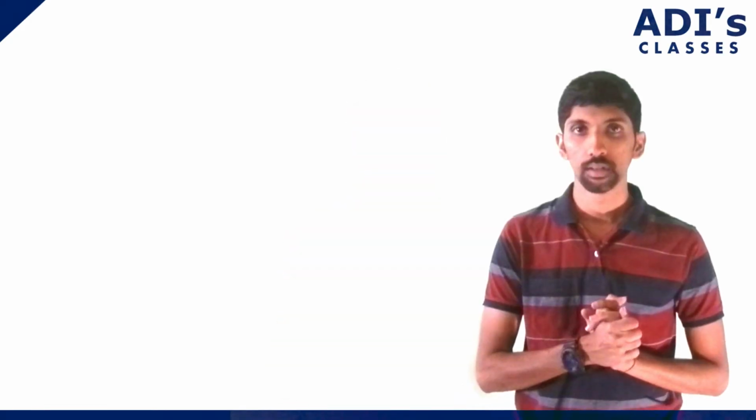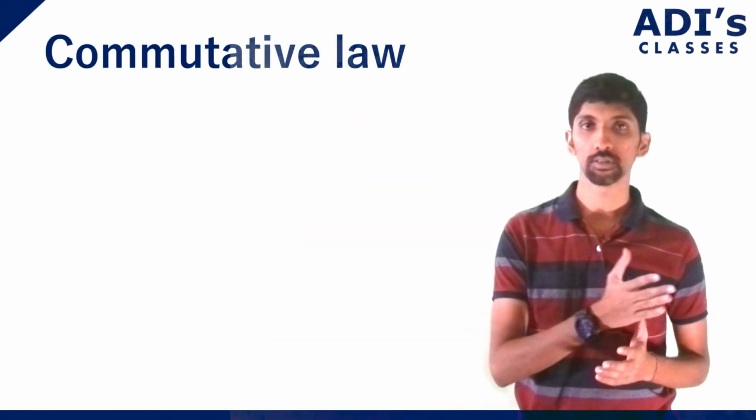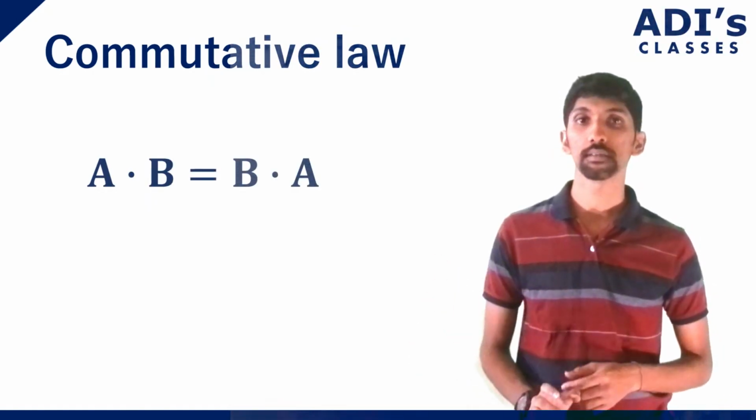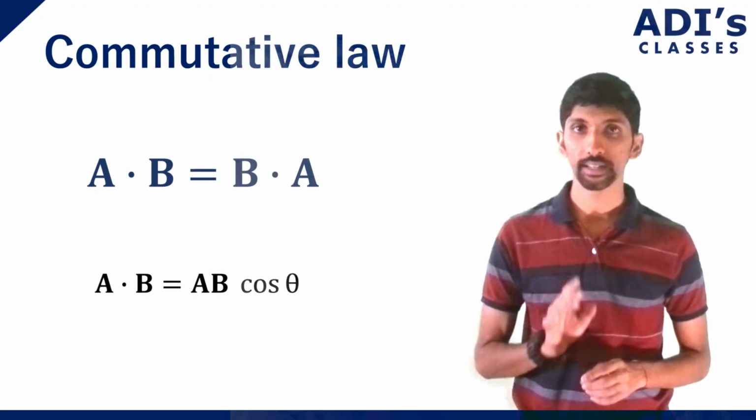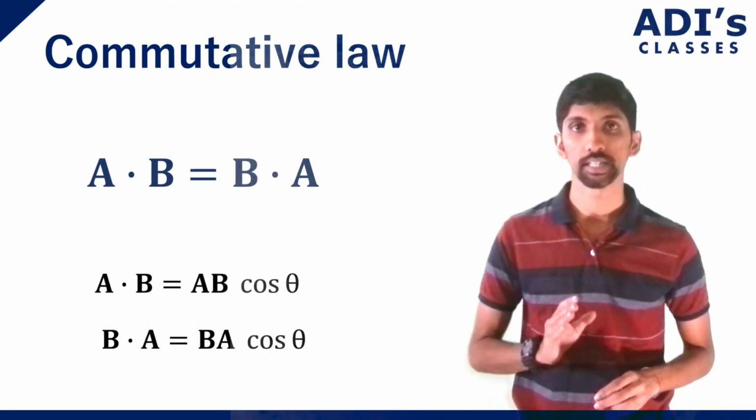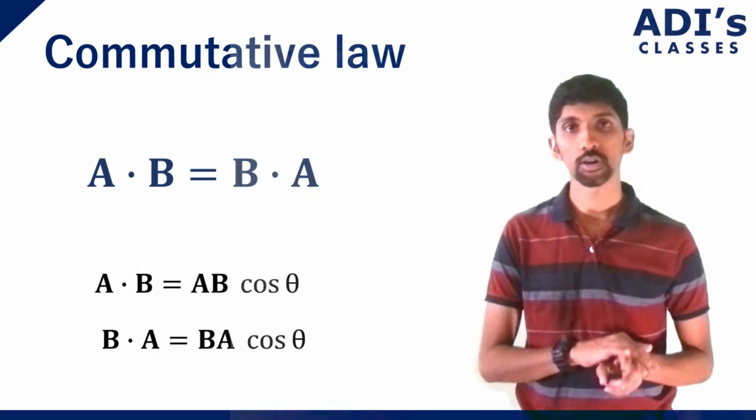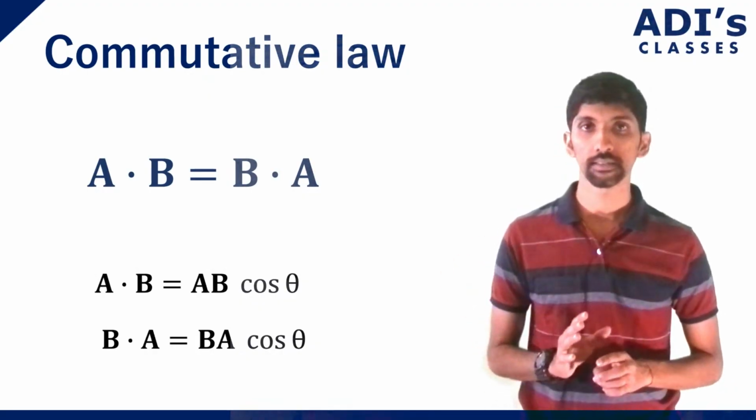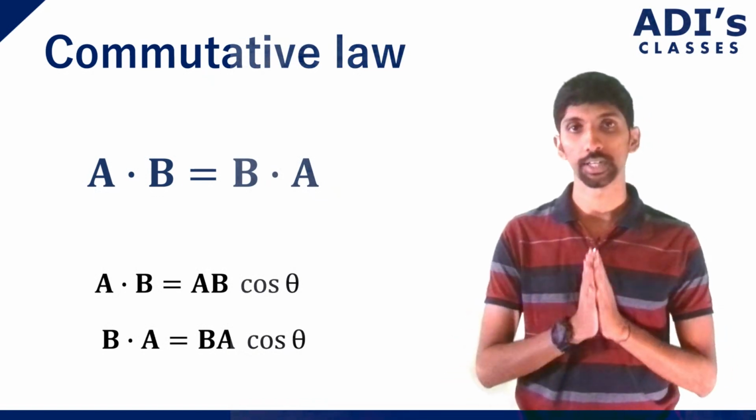The first property you will learn is the commutative law. The commutative law is A dot B equals B dot A, correct? In this case, A dot B is nothing but AB cos theta. Now B dot A will be BA cos theta. Since multiplication is commutative, AB cos theta is the same as BA cos theta. That means the dot product is commutative.